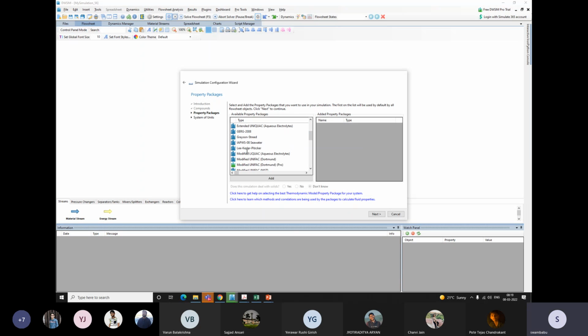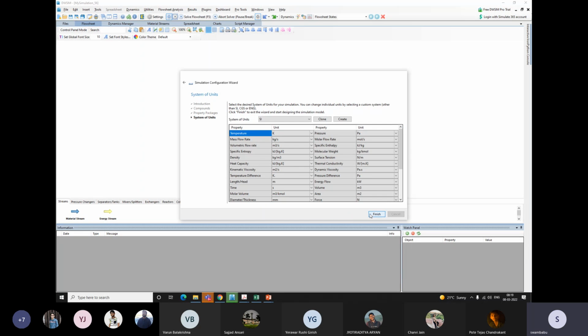So this is Lee-Kesler and this is Peng-Robinson. And this is SRK advanced and SRK. So anyone we can use. I select Peng-Robinson. Go next. So I finish it.